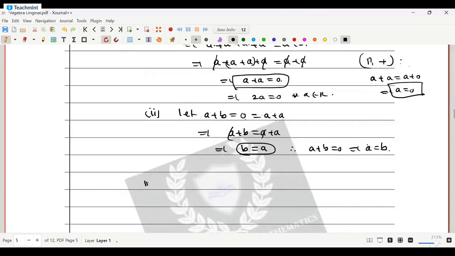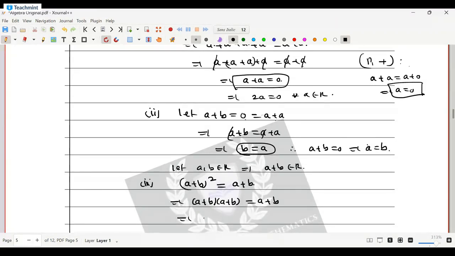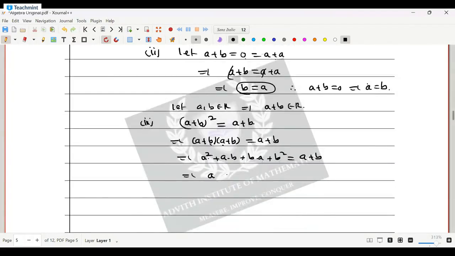Okay, and the third one: R is a commutative ring. Now let a comma b belong to R. By the closure property, a plus b also belongs to R, since R is a ring. Now consider (a plus b) whole square. By the definition of the Boolean ring R, (a plus b) whole square is equal to a plus b. So (a plus b) into (a plus b) is equal to a plus b. Multiplying, a into a is a square, plus a into b plus b into a plus b into b is b square, which is equal to a plus b. So a square is equal to a, plus ab plus ba plus b, is equal to a plus b.